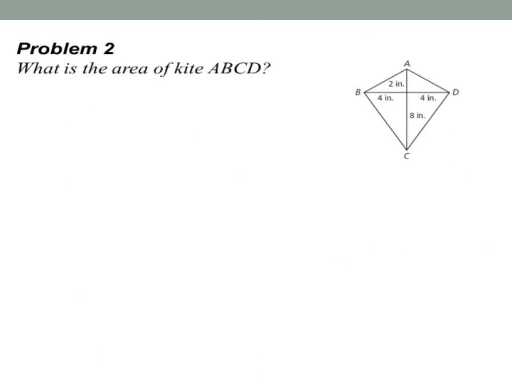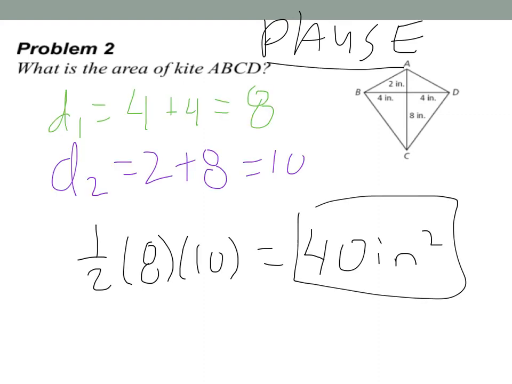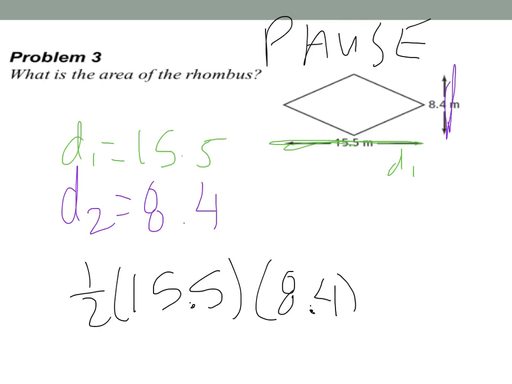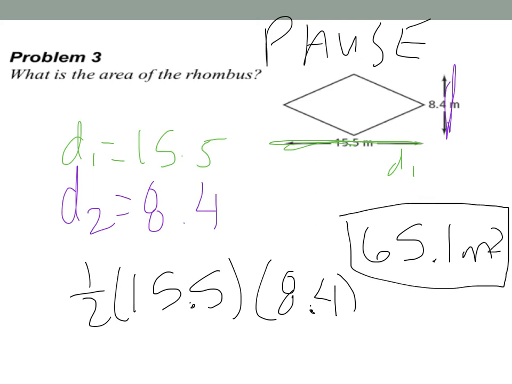Right now you should pause the video. Yes, pause the video, and I want you to attempt this problem by yourself. Again, this is the next one that you should pause, and you should check your work. So unpause it, check your work, and pause it again. Your answer here should be 65.1 meters squared.